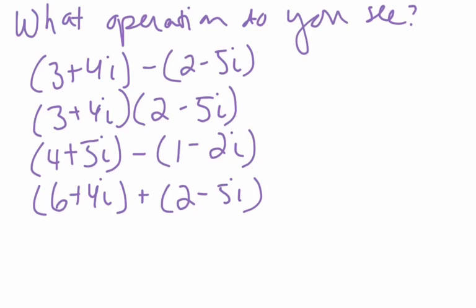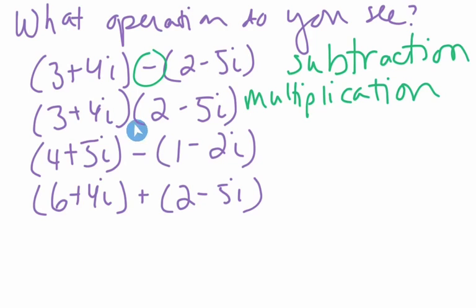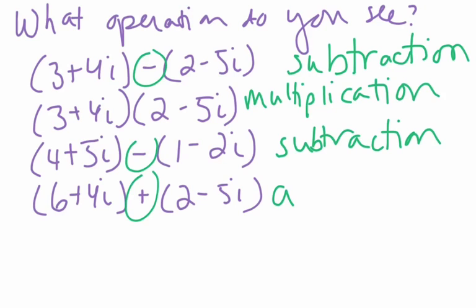Okay, so hopefully you answered like so. This is a subtraction problem. I hope you recognize that is subtraction. The second one actually is multiplication. When you don't see an operator, you assume that it's multiplication. Third one is another subtraction problem because you have a minus sign. And the fourth one is an addition problem.